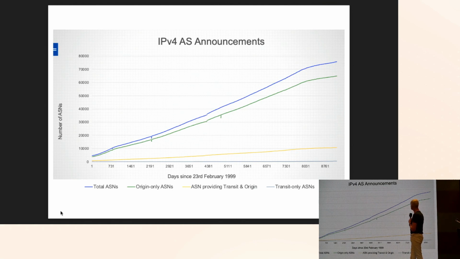AS announcements, well, I showed that earlier, starting to tail off. The green is the multi-homed origin-only AS organizations, that's tailing off. The yellow one is ASs that are also providing transit, tailing off as well, and the transit-only ASs hardly ever move. So transit-only means they don't originate any address space. They're only in the transit path. So it's tailing off.